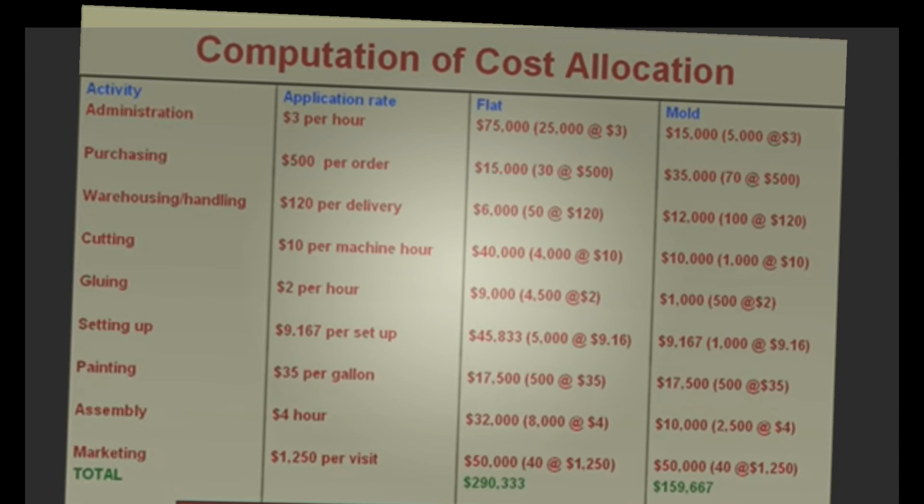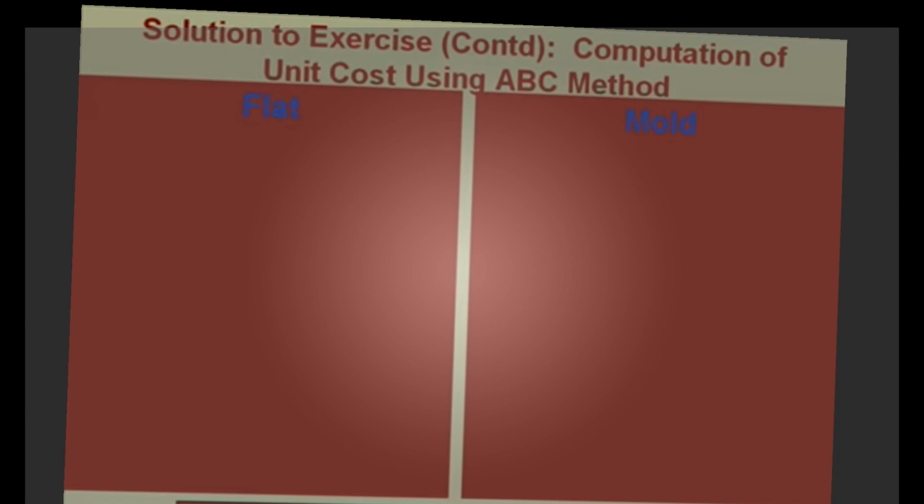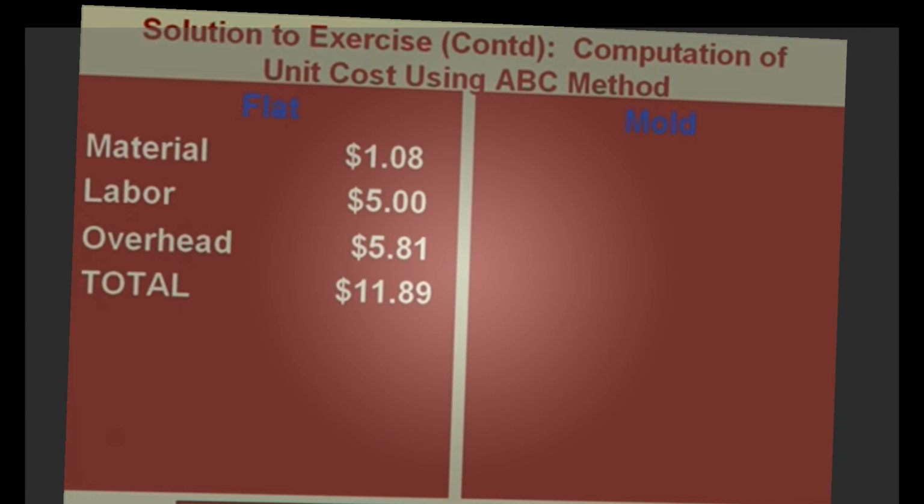Now, let me put the numbers up again for flat and mold. For flat, the material $1.08, labor $5, overhead $5.81. So the total cost is $11.89. The selling price $15. So you make a profit of $3.11 for the flat.